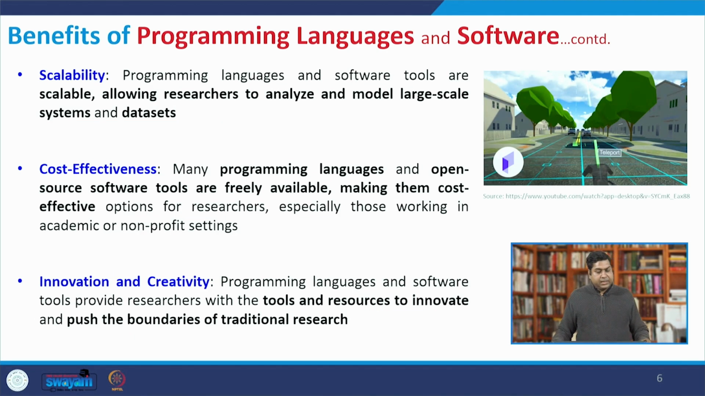Next is the scalability. Programming languages and software tools are scalable, allowing researcher to analyze and model large scale system and data set. That is possible nowadays. Now coming to the cost effectiveness, you can say that some of the software is very costly, okay, and definitely cannot use it. But many programming languages and open source software tools are freely available, which you can use, making them cost effective options for researchers, especially those working in academic and non-profit settings.